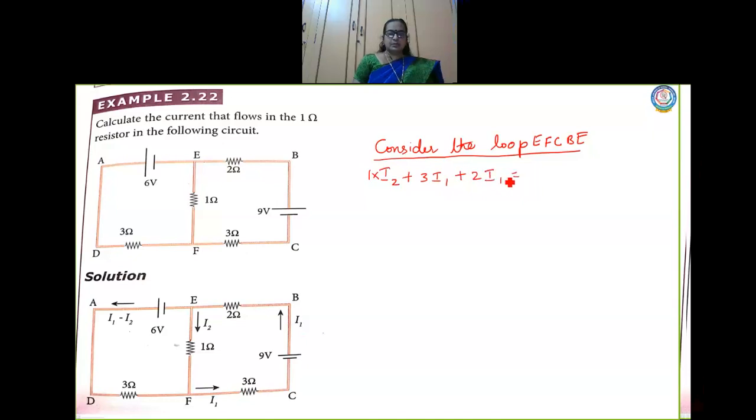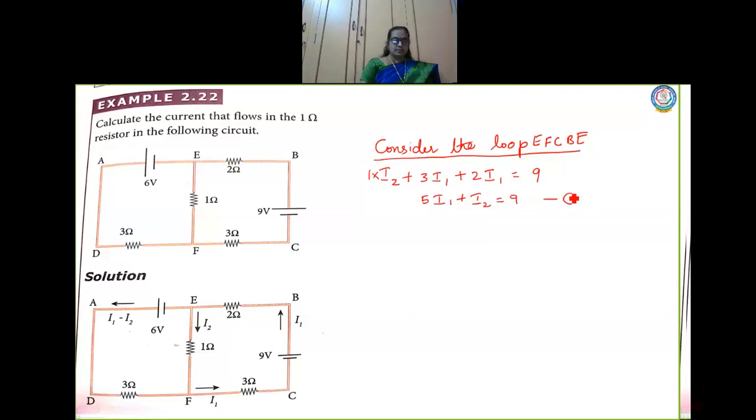2 ohm. So again it is plus 2 into I1. This is equal to, now here the current is moving from lower potential to higher potential, so this is plus 9. So I will write here as 9. Now I simplify because here I have 2 I1 terms. When I add 3 I1 plus 2 I1, this will be 5 I1 plus I2 equal to 9. So let me take this as first equation.